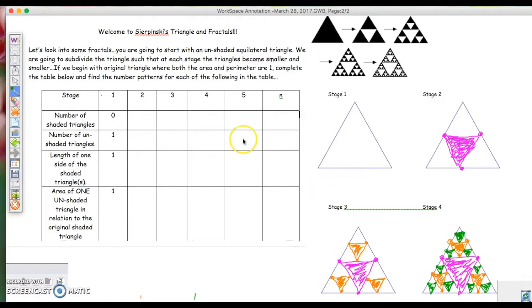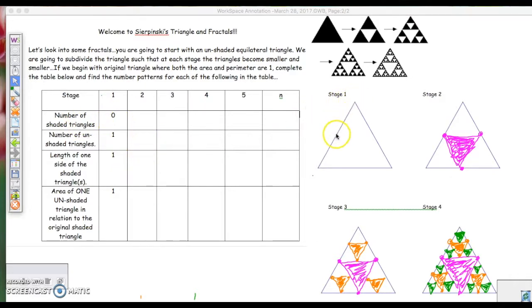Now, after you've done that day of that, I think it's kind of cool if you go back. And now the chart is going to come into play, and it's all going to be based on the stages that the kids created. So they get to be the ones to put all of this together. So in stage 1, which is this guy right here, I'm asking for the number of shaded triangles. There aren't any. Unshaded, there's 1.